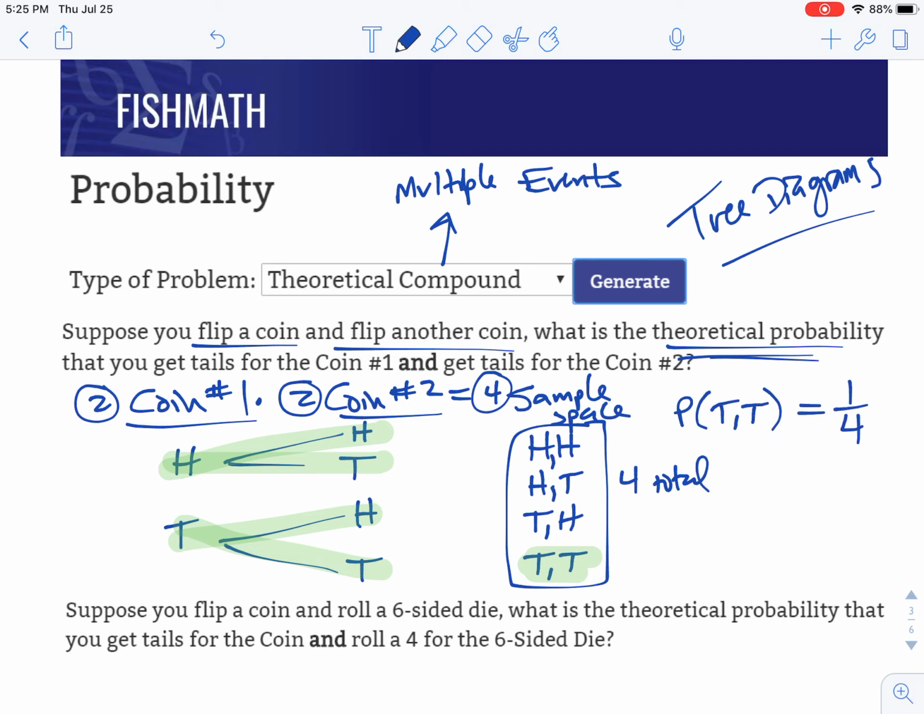Now we can also find this by finding the probability of tails for the first coin times the probability of tails for the second coin, because that would be 1/2 for the first coin, 1/2 for the second coin, gives us 1/4, the same answer. So we can do it either way, looking at your tree diagram, counting the number of times we get what we want out of our total, or taking each probability and multiplying it, you'll get the same answer.